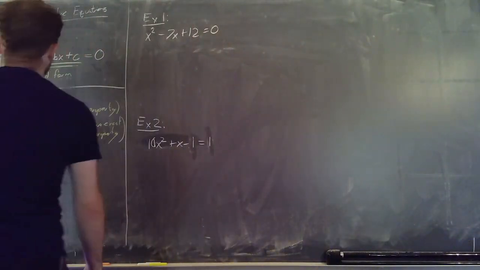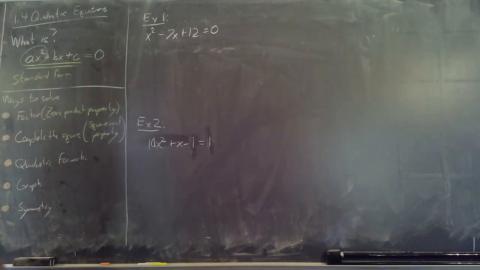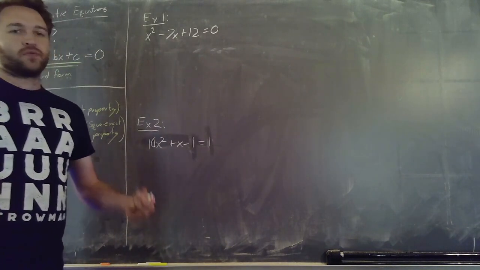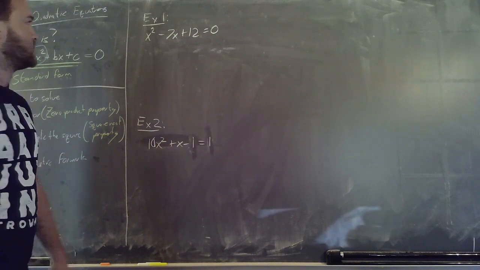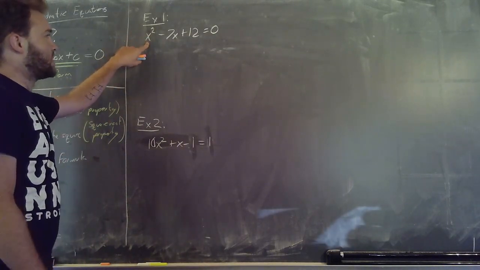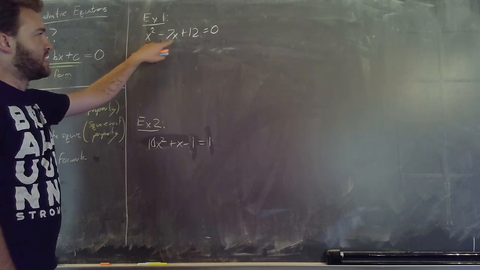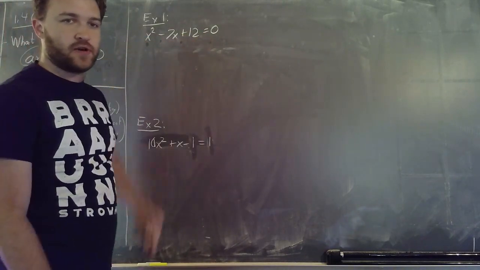Okay, so to begin with, we want to solve some of these things by factoring. And I just want to walk you through the solving process because that's all that this section is about. Can you solve a quadratic equation? So here I have a quadratic equation, x squared minus 7x plus 12 is equal to 0.